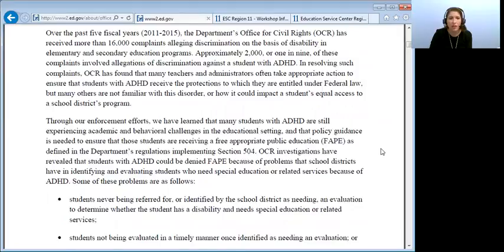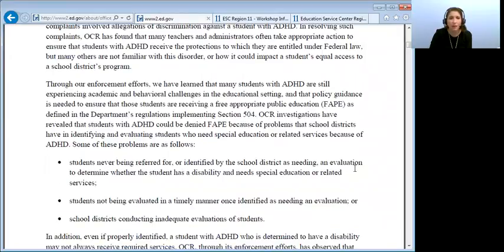But here are some issues that they have found, and we're going to highlight them here. Some of these problems were found as follows. Students are never referred for or identified by the school district as needing an evaluation to determine whether the student has a disability and needs special education or related services, or the student was not evaluated in a timely manner once identified as needing an evaluation, or the school districts conducted inadequate evaluations of students. So these are some major issues that have come up through the Office for Civil Rights investigations.